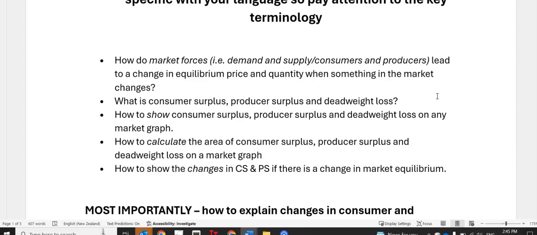And the other thing they often ask is how to find the change in consumer or producer surplus after there's been a change in the equilibrium. So either the whole area, consumer and producer surplus, or the change between the before and after. So make sure you know how to do those things.